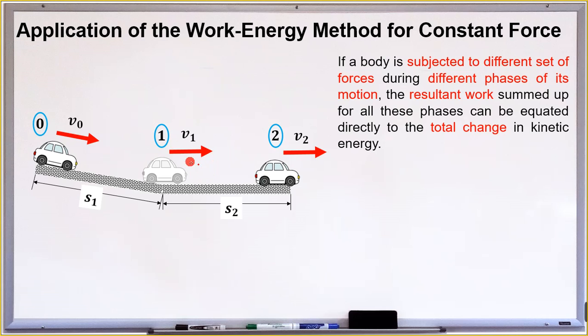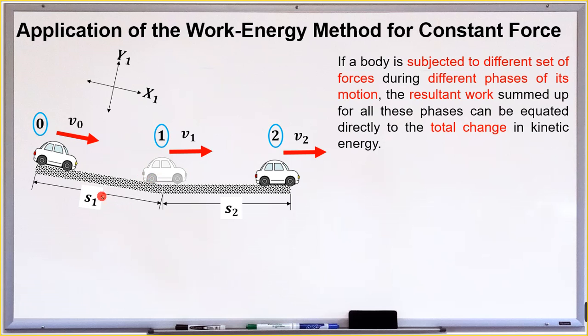We cannot go directly to point 2 without undergoing some analysis from 0 to 1 and 1 to 2. So that is the analysis we did in the previous lessons. But here, even if it undergoes different phases of motion, by using work and energy, it's possible: we just sum up all the forces and then equate that to its kinetic energy. Simple as that. So let's explore it.